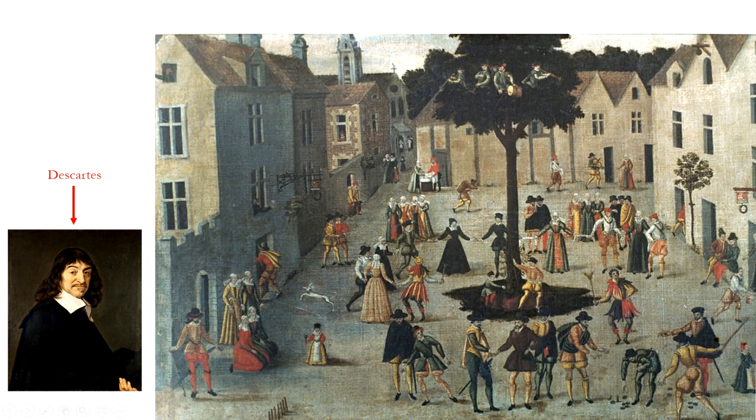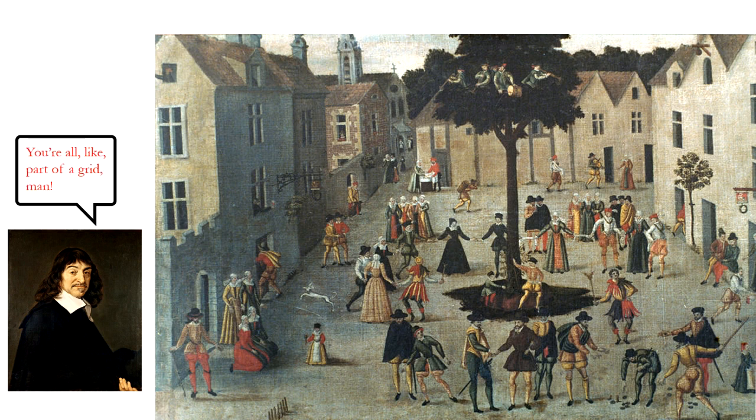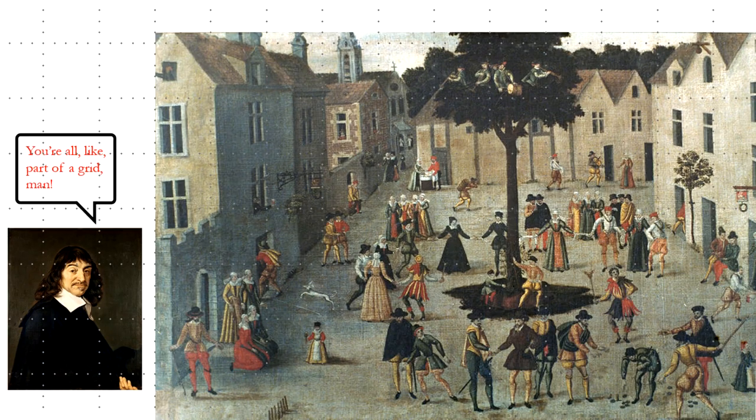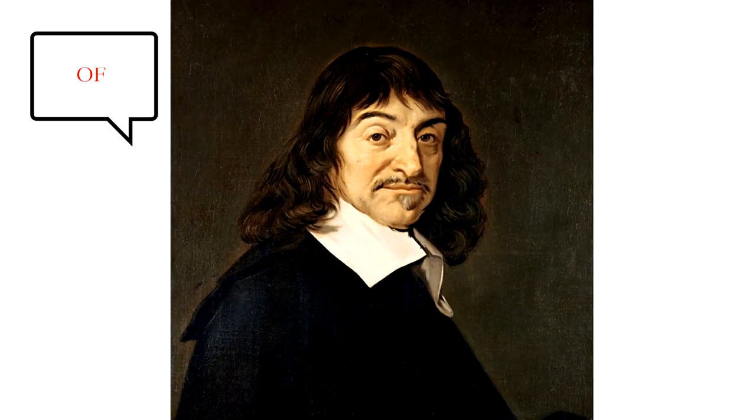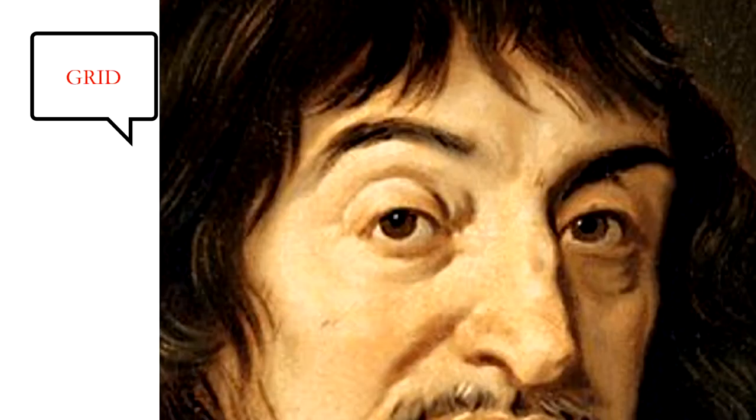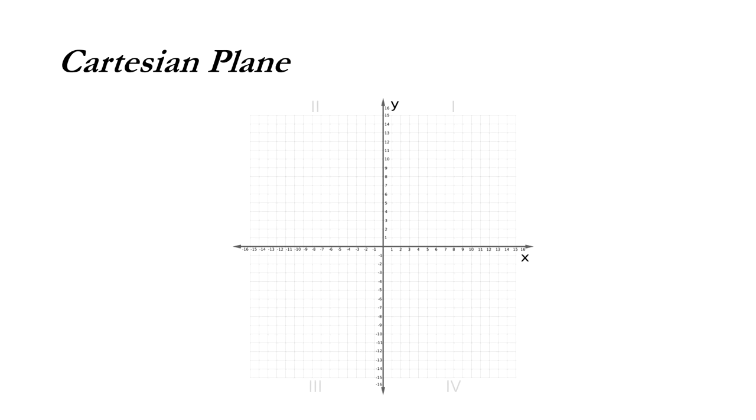Check it. This is Descartes. This is a bunch of French townies at the time. This is him realizing the relationship. Y'all like part of a grid. For real, man. It was great. And this is what he came up with. This is why, incidentally, we call this grid, I'm sure you've seen in class, the Cartesian Plane.